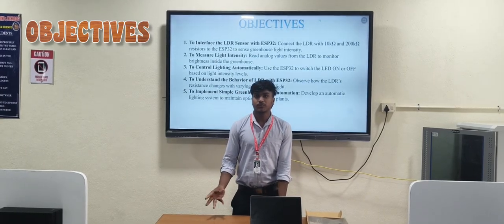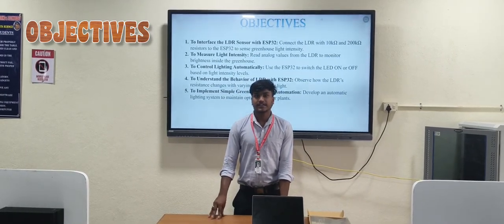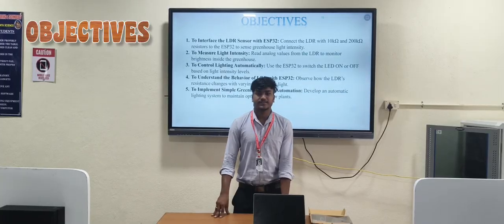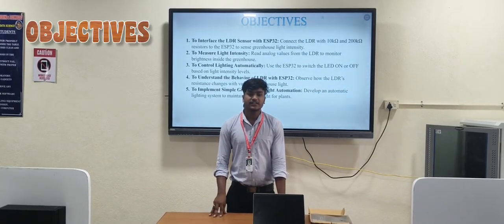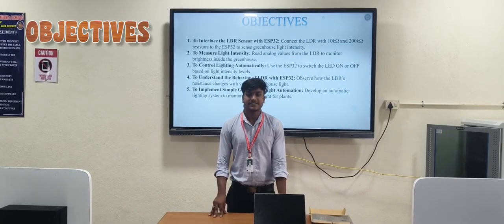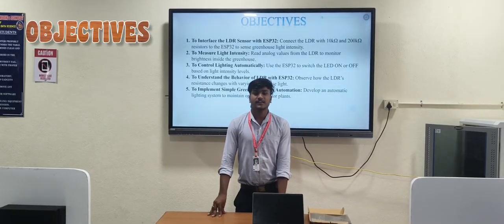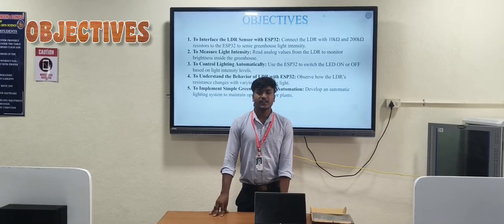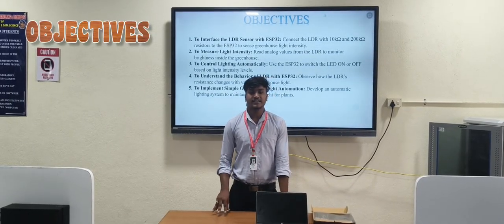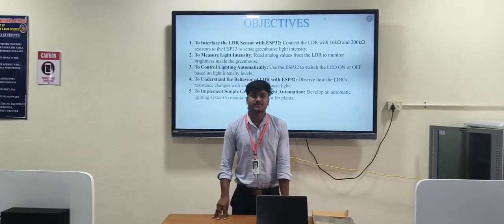The fifth one is to implement simple greenhouse lighting automation: develop an intelligent IoT-based automation system using ESP32 that controls an LED according to light intensity values detected by the LDR sensor.